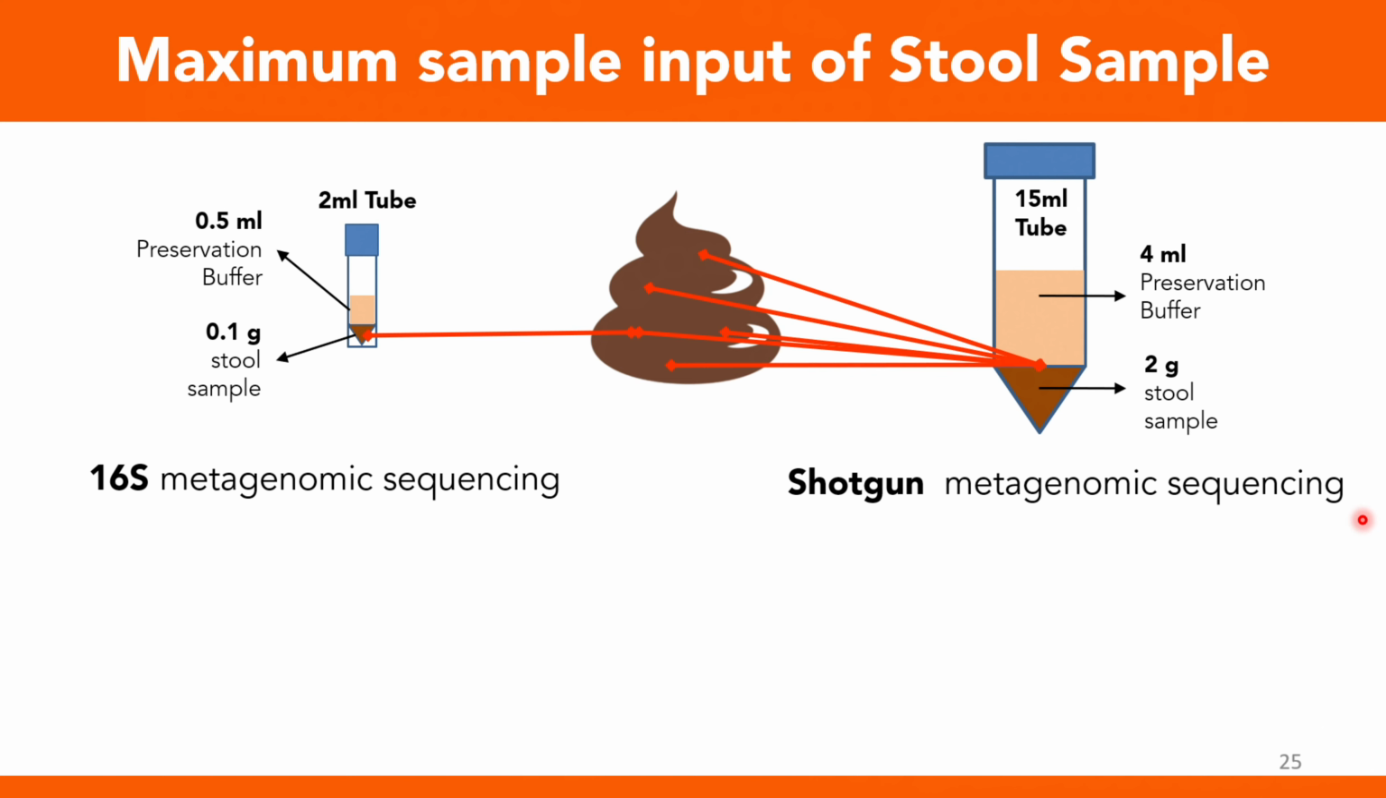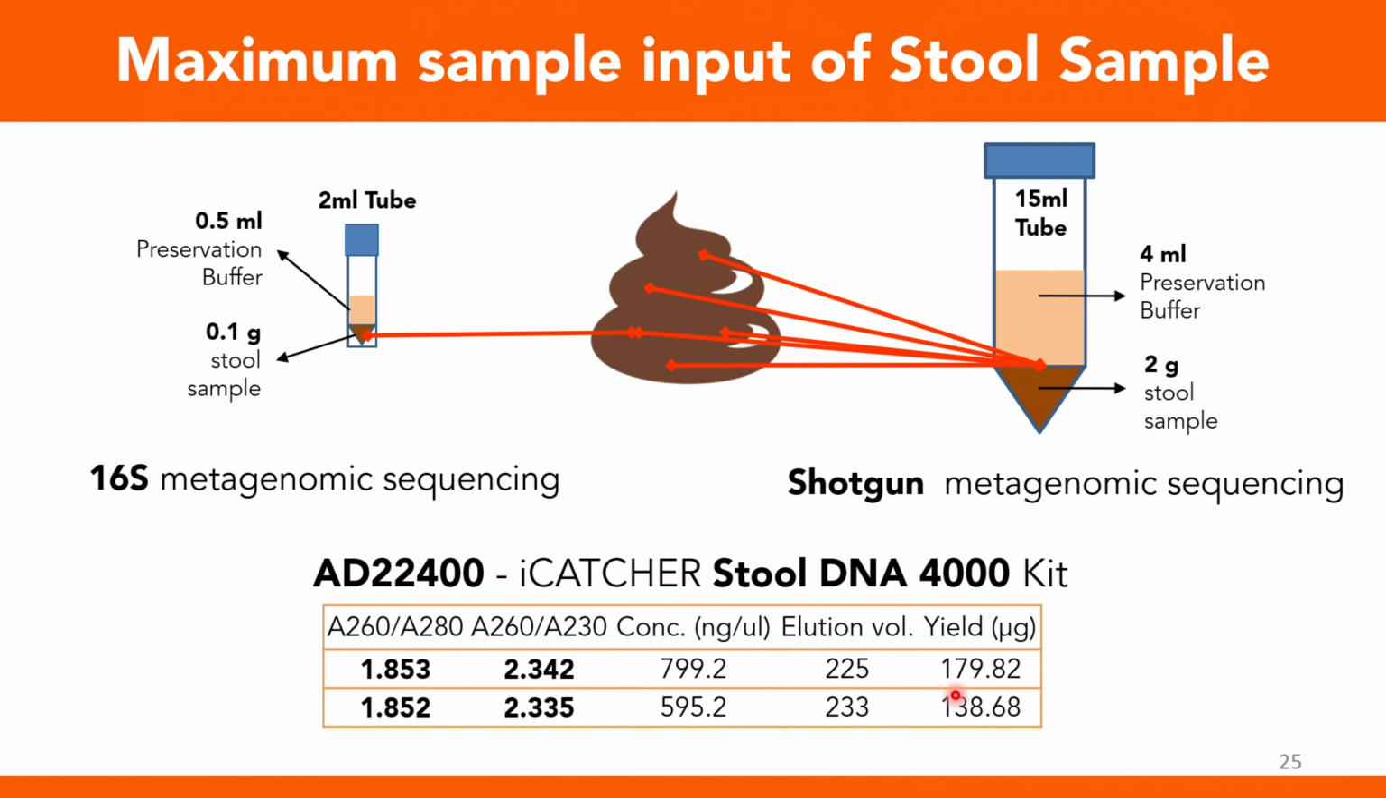And this is also a very special solution. Actually, as far as I know, no other purification system can currently handle such a large volume of lysate and very dirty stool sample. And for iCatcher, we provide the iCatcher Stool DNA 4000 kit, which can handle 4 milliliter preservation buffer. And we got very good purity and very good DNA quality from very dirty stool sample.